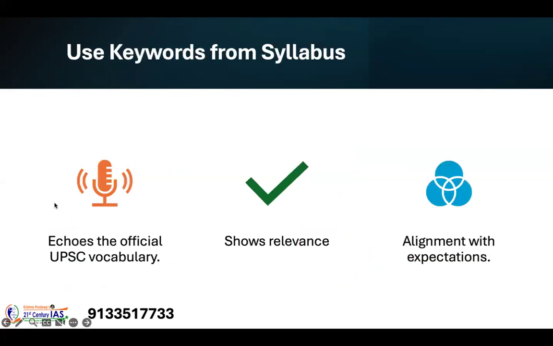Secondly, you must use certain keywords from the syllabus. So what are these keywords from the syllabus? For example, in the governance process, words like civil society, NGO, then bureaucracy, such kind of words must be used because it echoes the official UPSC vocabulary. You are going to get selected as a bureaucrat, and you are supposed to think like a bureaucrat and present yourself like a bureaucrat. It shows the relevance and alignment with the expectations of the UPSC.